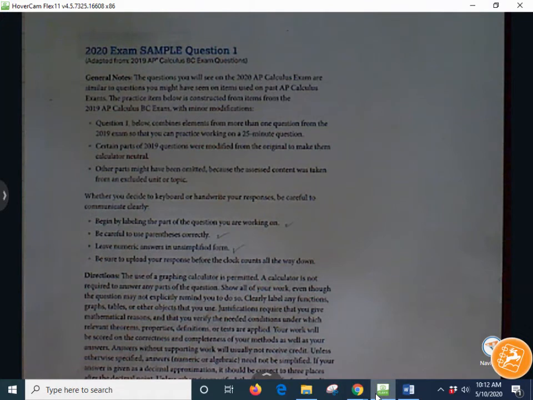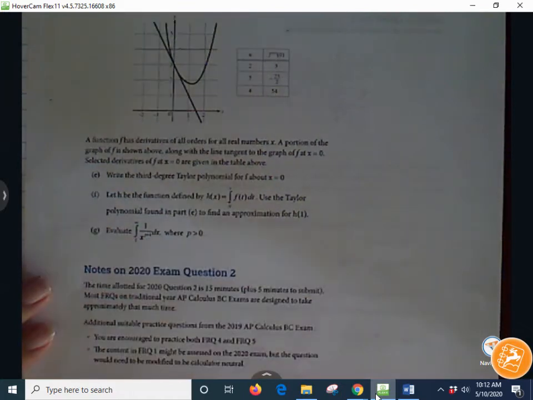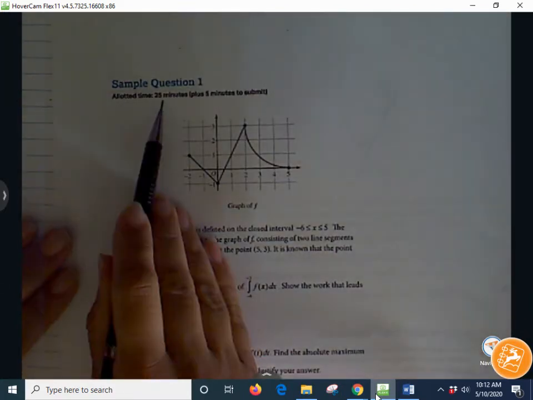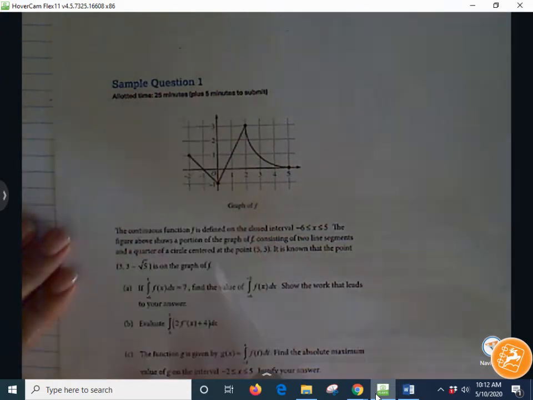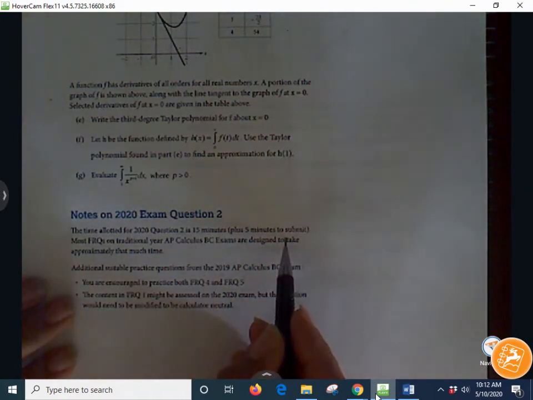Now, here I have sample question number 1, which has parts A, B, C, D, turn the page, E, F, G. And you have 25 minutes and 5 minutes to submit your work. Now on question number 2, that one is 15 minutes plus 5 minutes to submit your work.